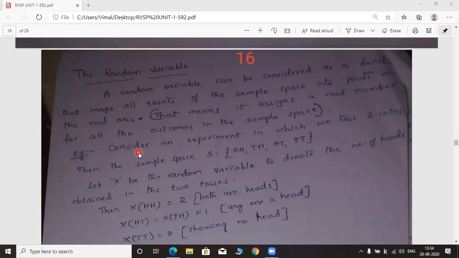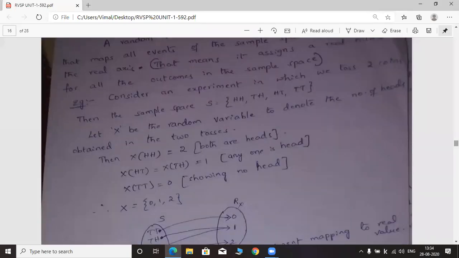Here, one example is given. All of you see the example. What is the example considered here? Tossing two coins. Till now we discussed the random experiment of tossing a single coin, but here we are tossing two coins. So how many possible combinations do we have? 2 power 2 combinations. If you toss a single coin, the head may appear or the tail may appear. The total number of possible outcomes is 2 only.